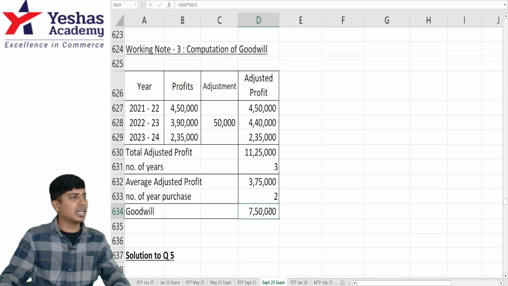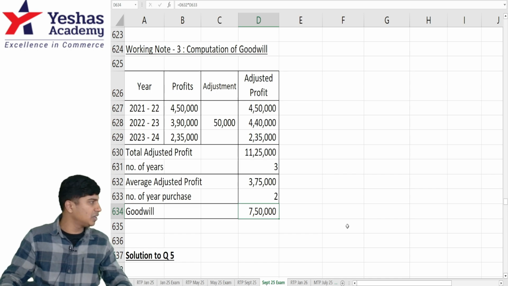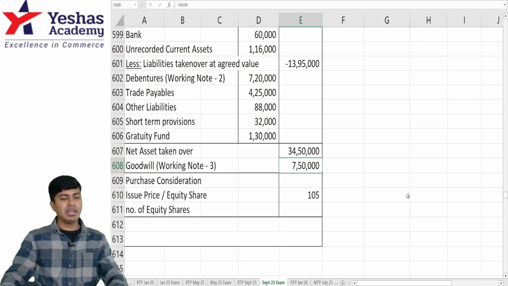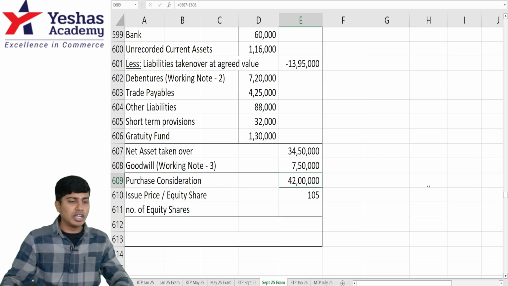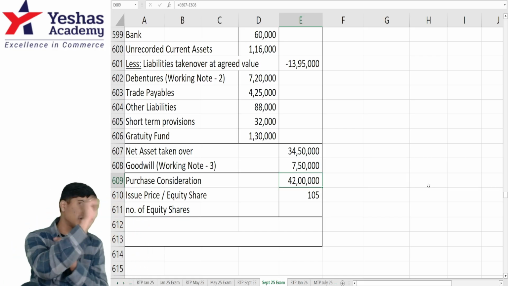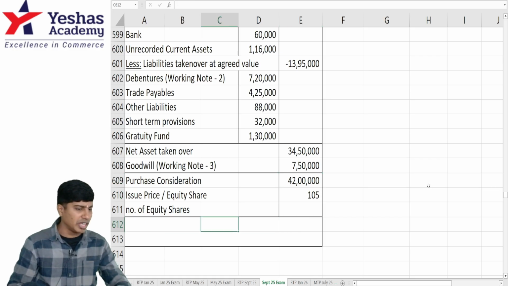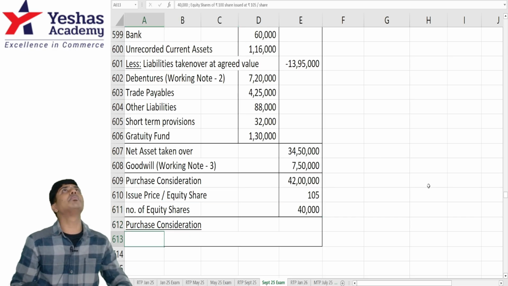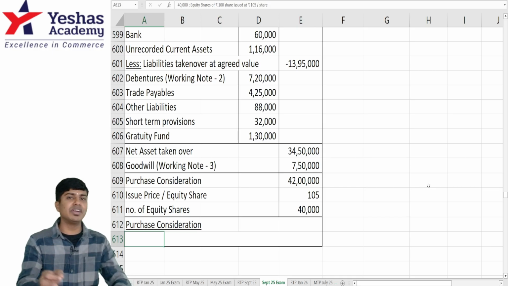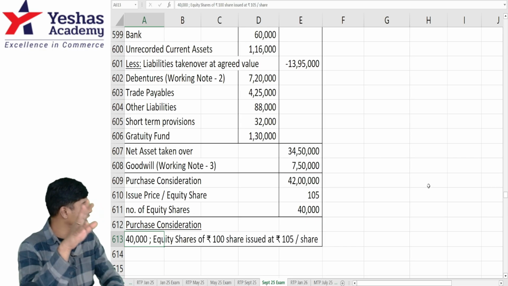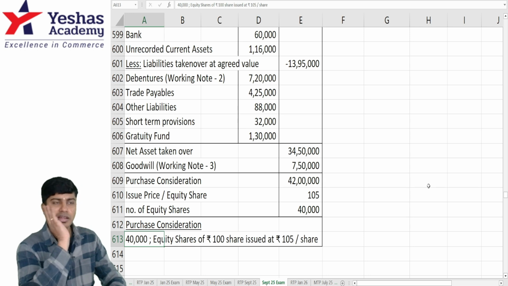So to the net assets taken over, I will add goodwill of 7 lakh 50 to find purchase consideration. 34 lakh 50 is net assets taken over. I'll add goodwill of 7 lakh 50. My purchase consideration will become 42 lakh. 100 rupees is the nominal value per share. It is issued at a premium of 5. So divide by 105, you will get the number of shares to be issued: 40,000. So Blue Limited should issue 40,000 equity shares of rupees 100 each at a premium of 5, making it 42 lakh as PC.